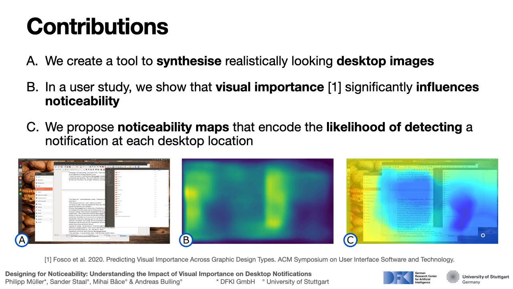In this work, we create the first tool to synthesize realistic desktop images. With a user study, we show that visual importance of the background at the notification location significantly influences noticeability. Visual importance encodes the importance humans assign to the different graphic elements of an interface. Finally, we propose noticeability maps that encode the likelihood of detecting a notification at each desktop location by combining visual importance with other notification design choices.